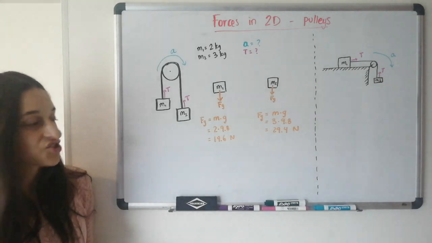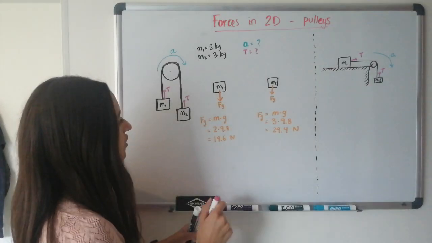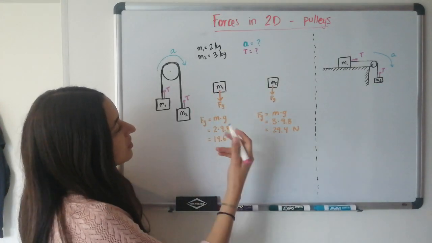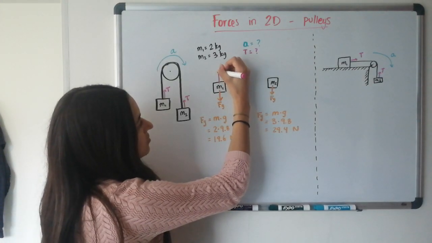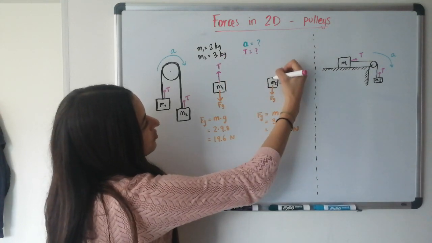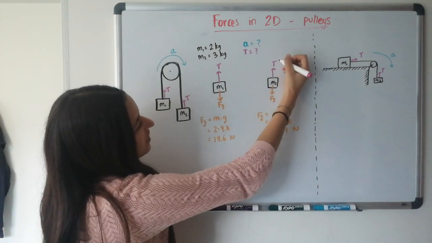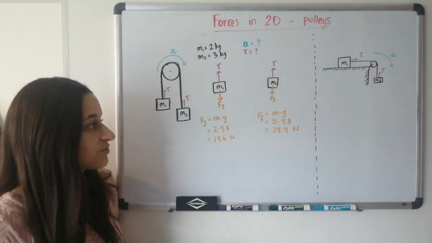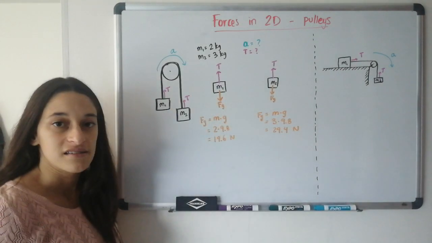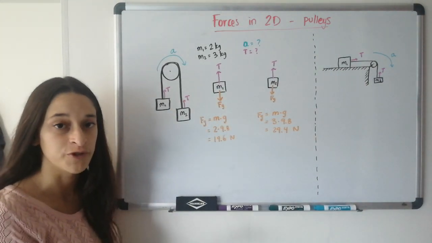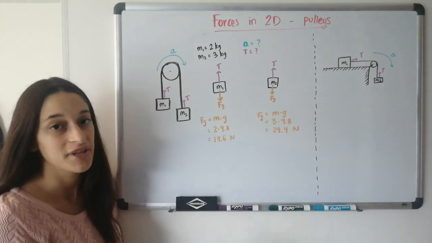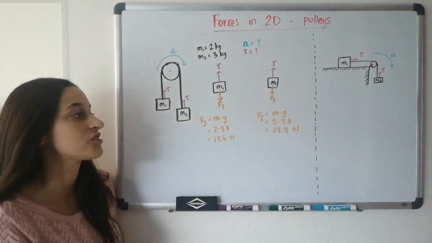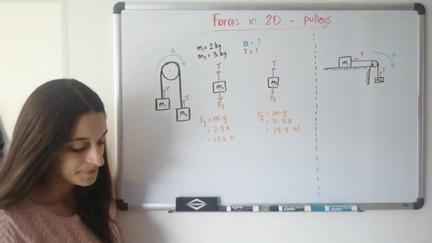But there's also a tension, as I was telling you. So that's what we had drawn before. There's a tension because each of them is held by a string. So there's a tension upwards for both. And as we were saying, this tension is the same for both, so we don't have to name them T1 or T2. And that's it. There's no surface, so there's no normal force. There's no spring, there's no applied force, there's no air resistance, there's nothing else. These are the only two forces acting on each block.